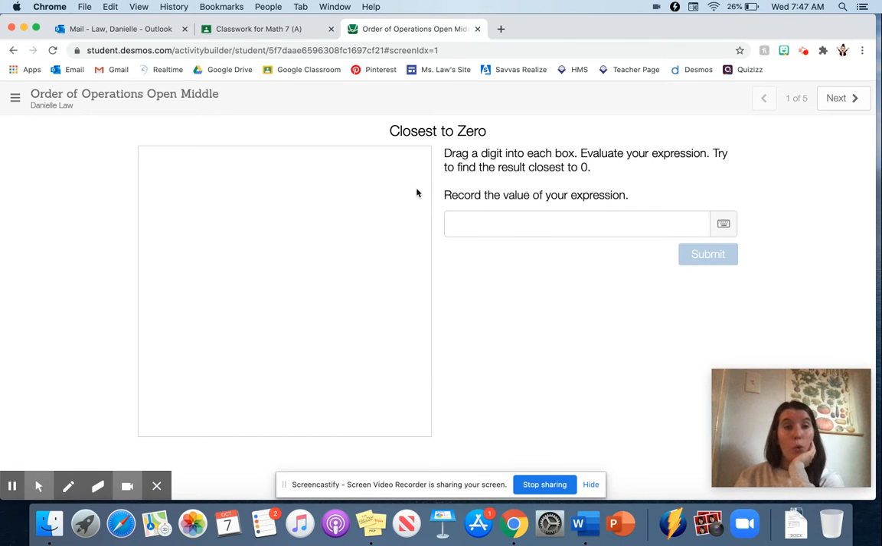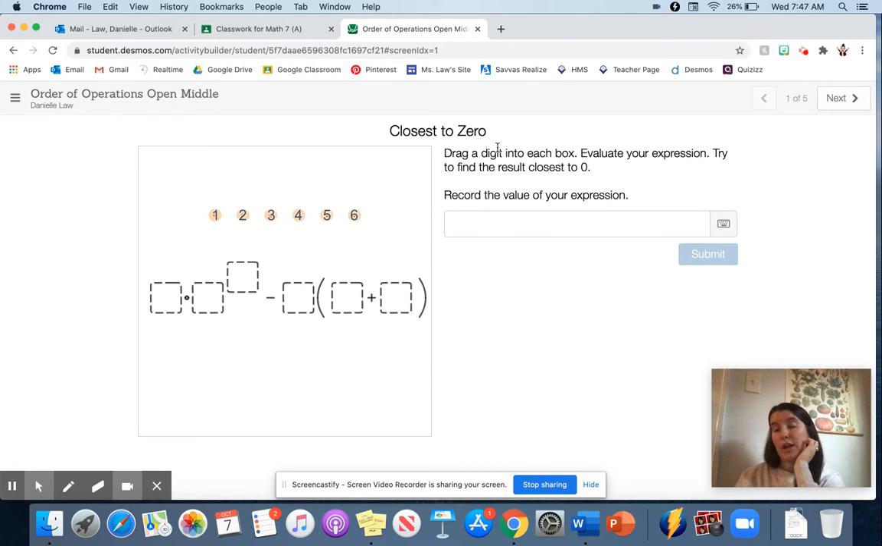And then it's going to bring you to 5 different challenges. Well, the last one is seeing what other people came up with. But the first one is closest to 0. So you're going to drag a digit into the box, evaluate your expression, and try to find the result closest to 0. You're going to play around with these numbers a little bit and see if you can get an expression closest to 0. Just for the sake of this video, because I don't want to give you any answers, I'm just going to go right in order: 1, 2, 3, 4, 5, and 6. I'm dragging them into that box.